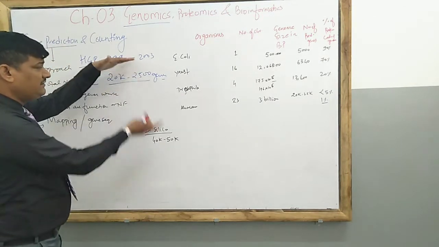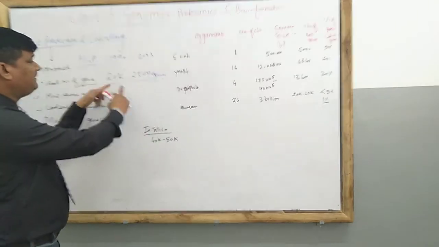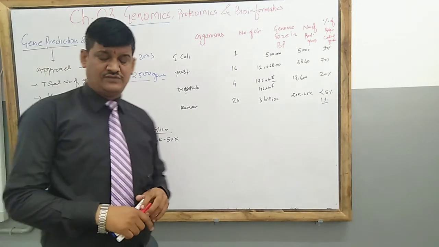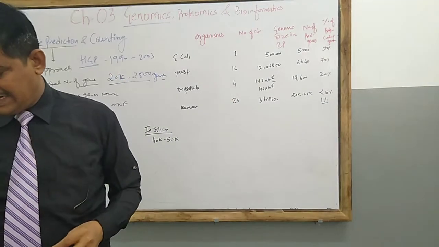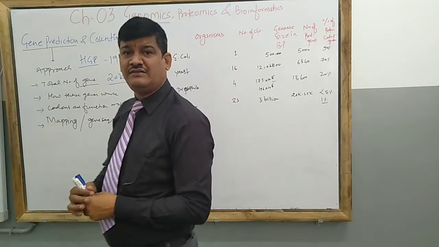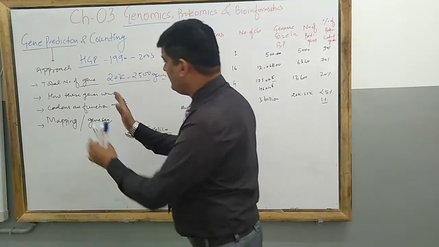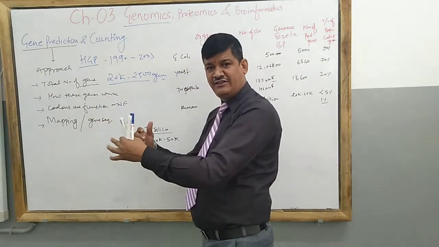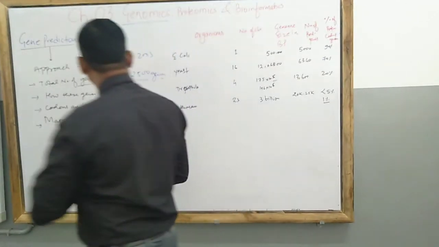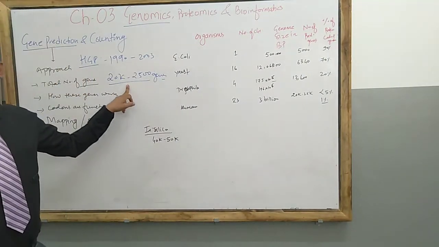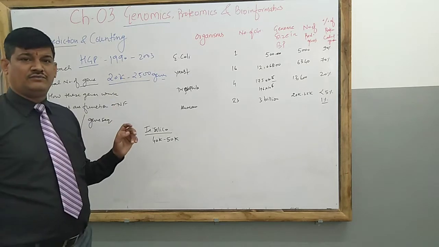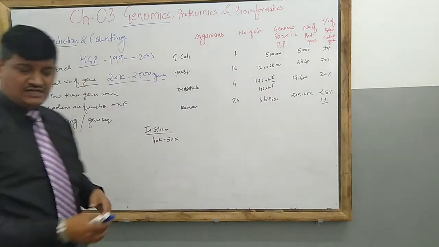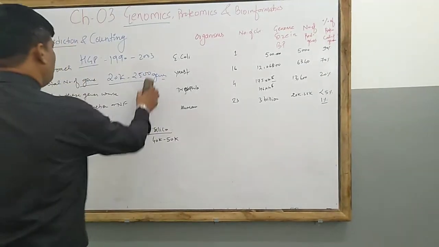But why is there a difference from this data of 20,000 to 25,000? It is due to in silico, that is, computational analysis. Why are we computing the database analysis? Some errors take place or there is some change, and due to that change, this number is reduced to 20,000 to 25,000. So this is gene prediction. Now what is gene counting? This gene counting is what?